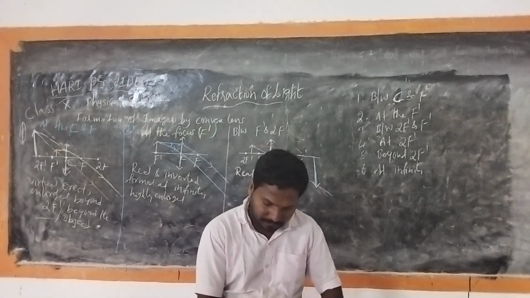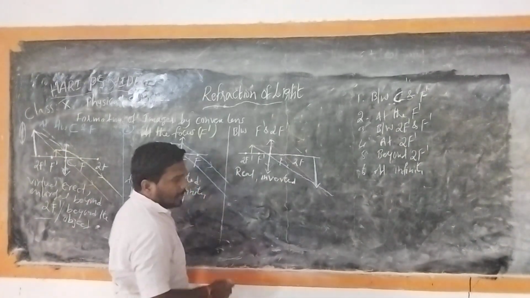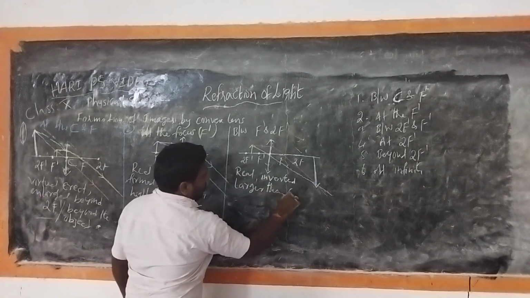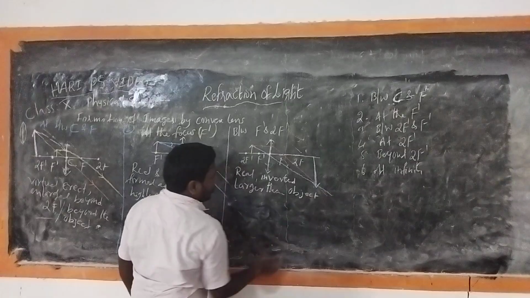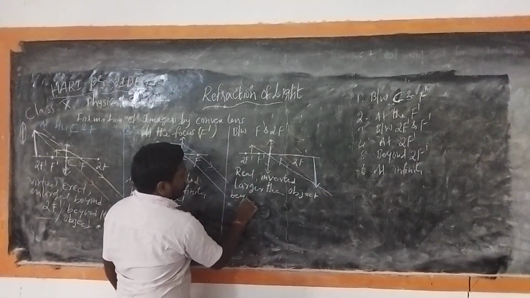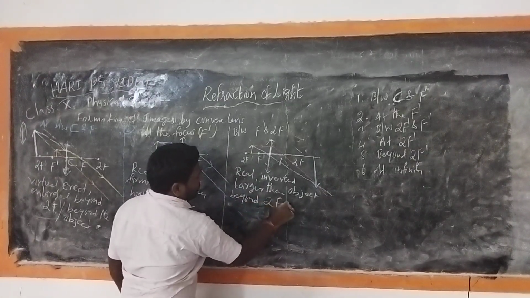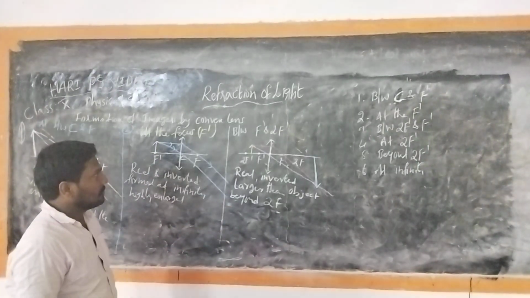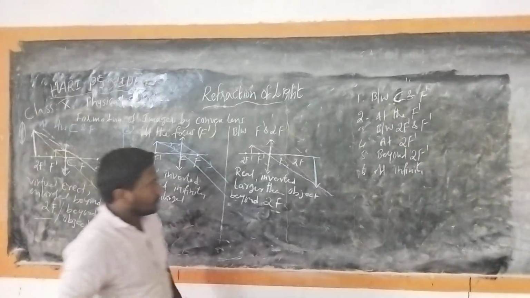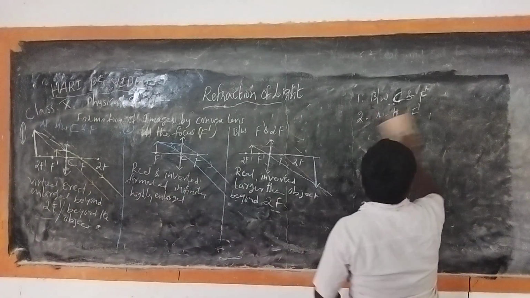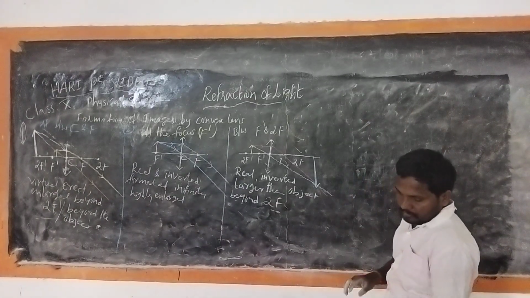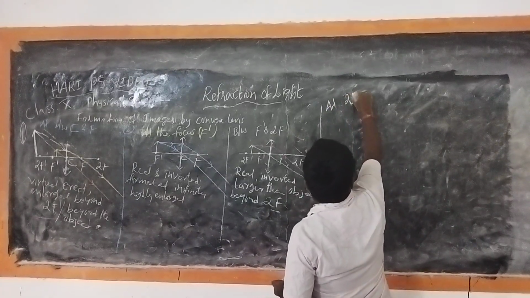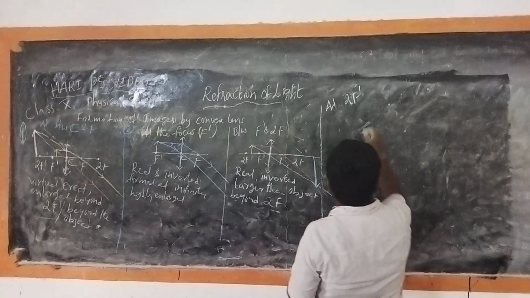Where is it formed? It is larger than the object. The characteristic is larger than the object, formed behind 2f. Then one more case: the object at 2f dash.